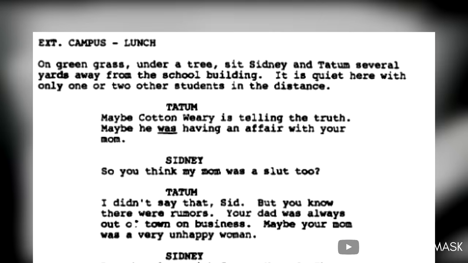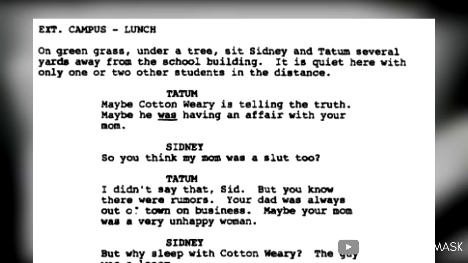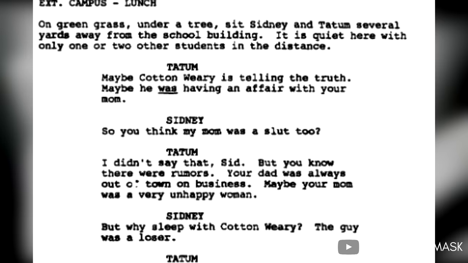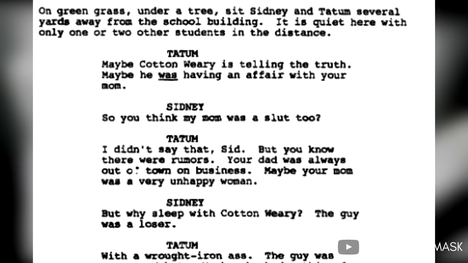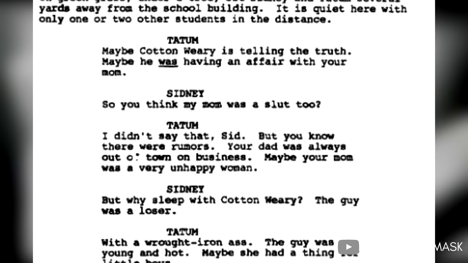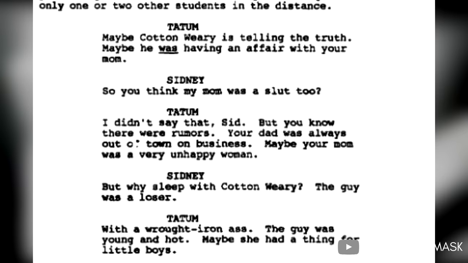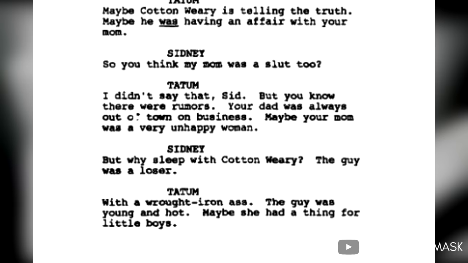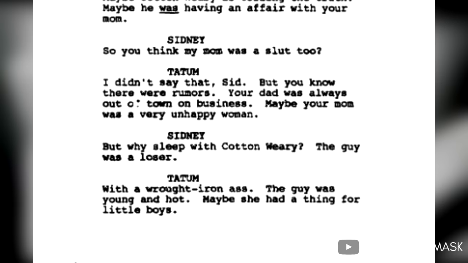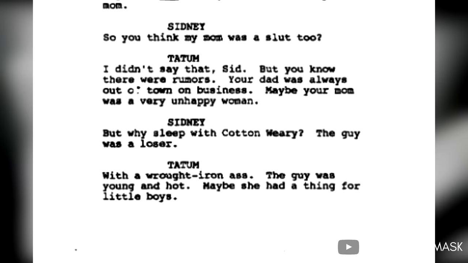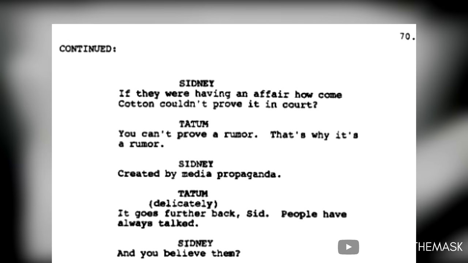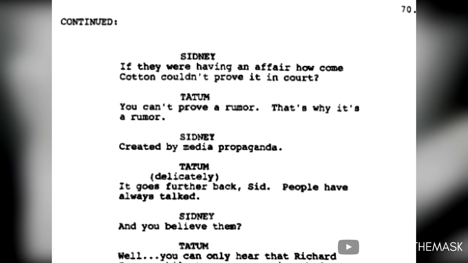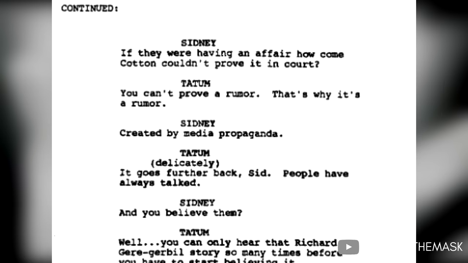On green grass under a tree sit Sydney and Tatum, several yards away from the school building. It is quiet here, with only one or two other students in the distance. Tatum: Maybe Cotton Weary is telling the truth. Maybe he was having an affair with your mum. Sydney: So you think my mum was a slut too? Tatum: I didn't say that, Sid, but you know, there were rumours. Your dad was always out of town on business. Maybe your mum was just a very unhappy woman. Sydney: But why sleep with Cotton Weary? That guy was a loser. Tatum: With a wrought iron ass, the guy was young and hot. Maybe she had a thing for little boys. Sydney: If they were having an affair, how come Cotton couldn't prove it in court? Tatum: You can't prove a rumour, that's why it's a rumour. Sydney: Created by media propaganda. Tatum: Delicately, it goes further back, Sid.